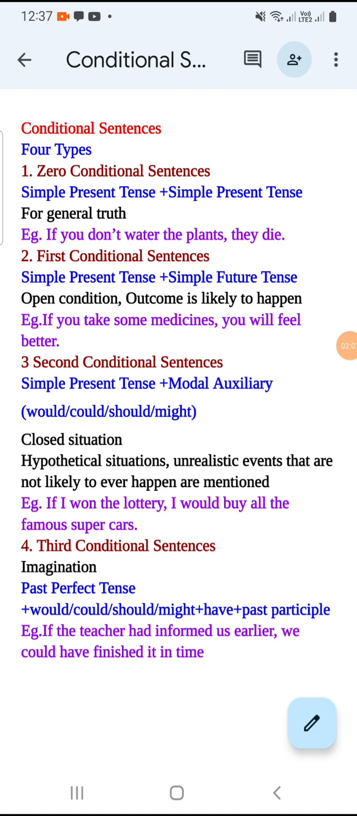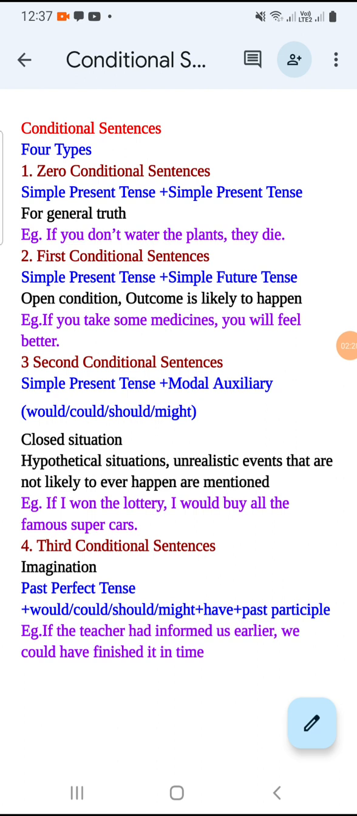Instead of indulging much with the names, we just have to remember the formula, for example, when do we use the zero condition, when the first condition, when the second condition, and all the conditions' formulas are very important, right? So first let us take the zero condition.